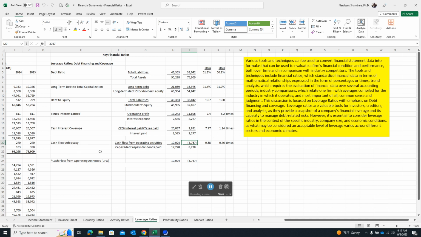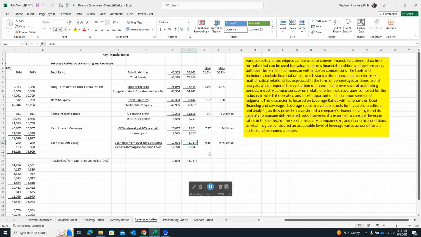So cash flow adequacy, again, just looking at the cash flow itself, do we have enough cash to take care of our capital expense, debt repayment, and dividends to be paid? For this particular organization, they were negative in the prior year, and they are positive in the current year, but it can take care of about half of those demands, right? So at 0.58, that's just over half of it.